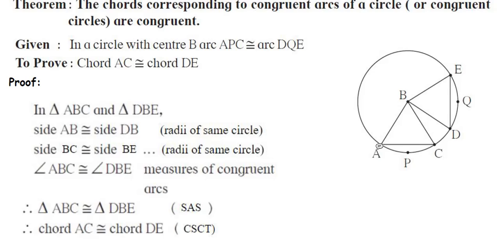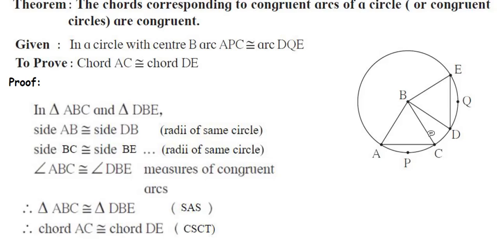Also angle ABC is equal to angle DBE. Now the question is, why are they equal? Because this is the measure of an arc, this is the measure of another arc. If both the arcs are same, their angles are also going to be the same. Hence these two angles are equal. So by side, angle, side property, I can say that the two triangles are congruent.